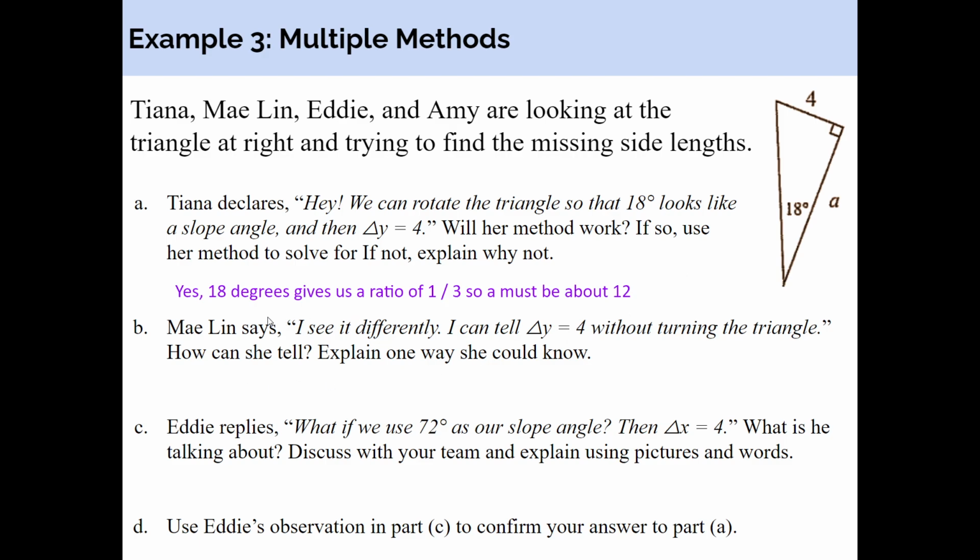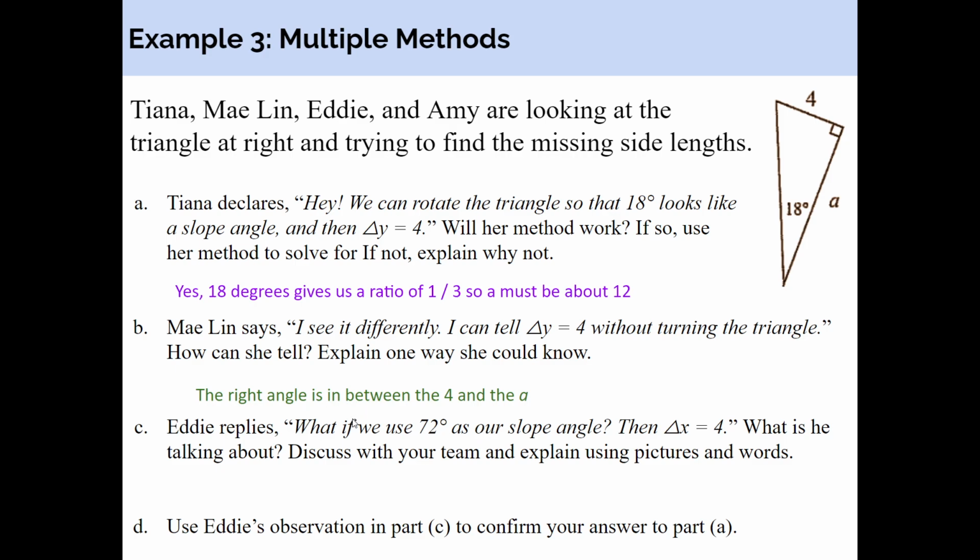Then we have Maylin. I see it differently. I can tell delta y equals 4 without turning the triangle. Yeah. Something else we could look at is the right angle symbol between A and 4 would be another sign that that's where our slope triangle is going to be.